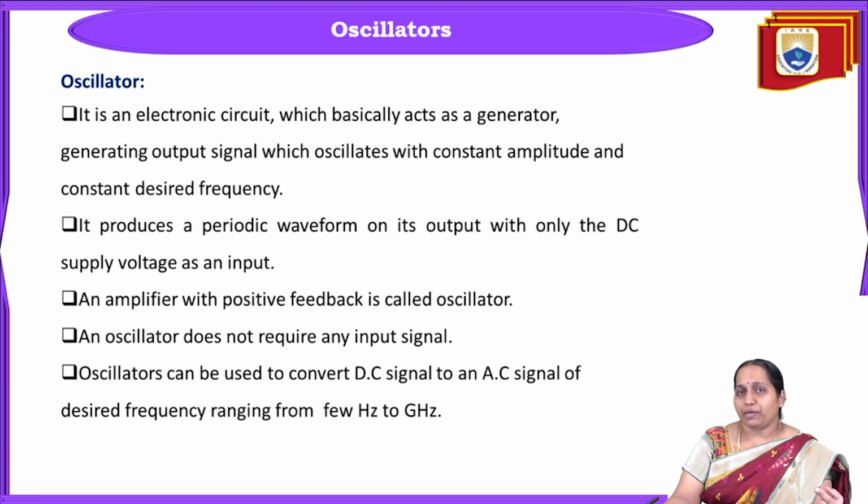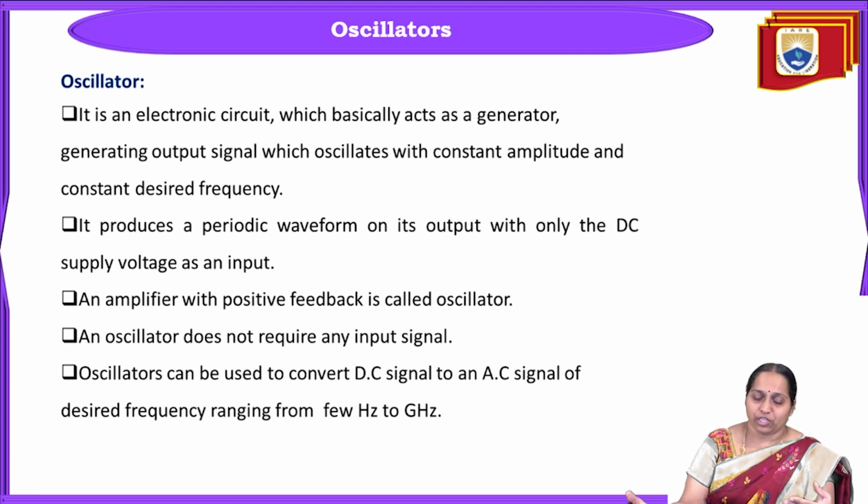In amplifiers we give an AC signal as input and we get an amplified version at the output. In oscillators we do not give any AC input signal; just taking the DC supply as input, oscillators will produce an AC output signal. An amplifier with positive feedback is called an oscillator. An oscillator does not require any AC input signal.